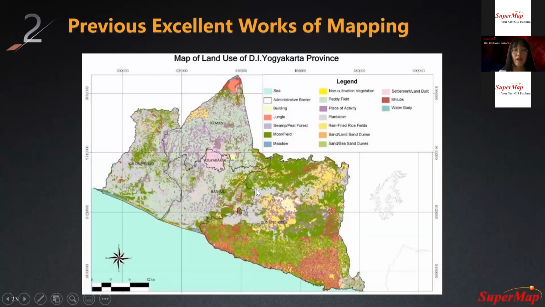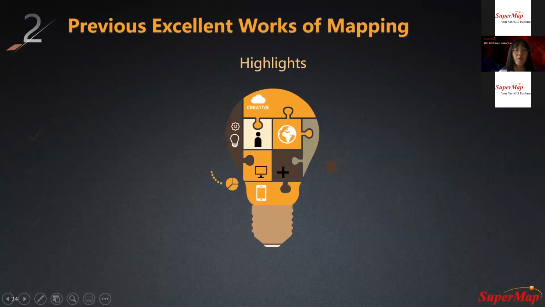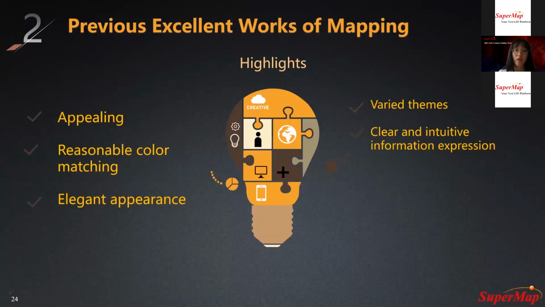And from all of these maps, we can see that the most important thing is to make your map look appealing, and what will help you to achieve this goal is to find reasonable color matching and design an elegant appearance for your map. And besides this, there are varied themes you can choose from. So don't worry and just think about what you are interested in and what you want to make.